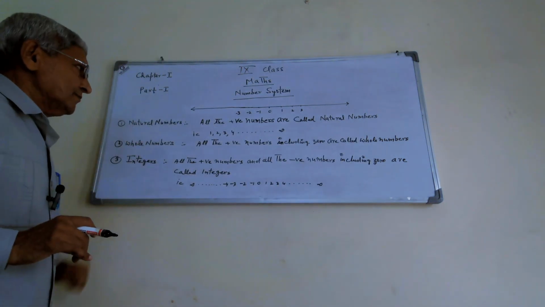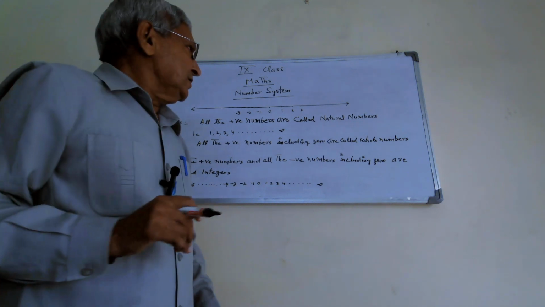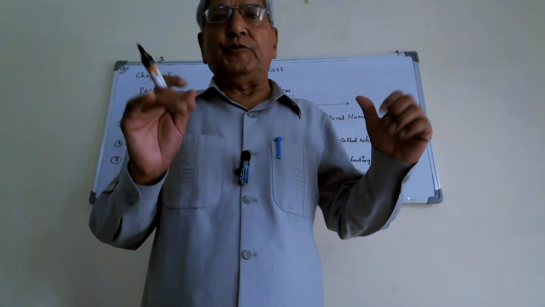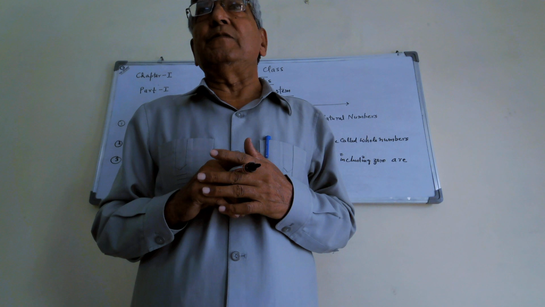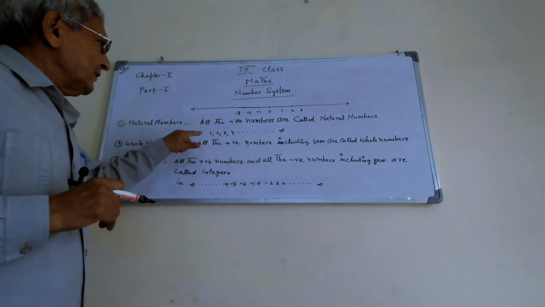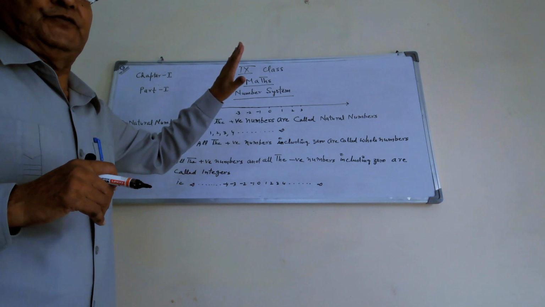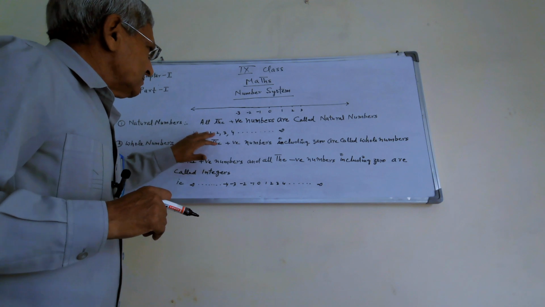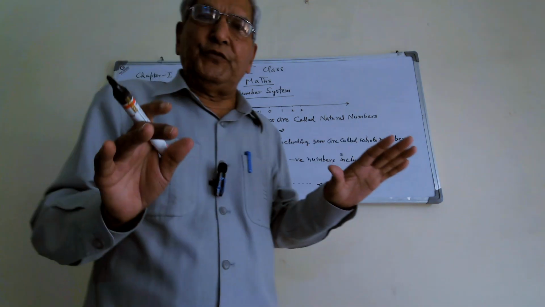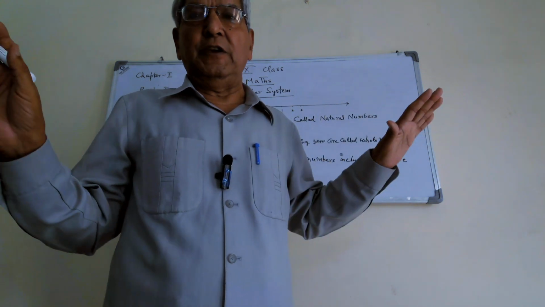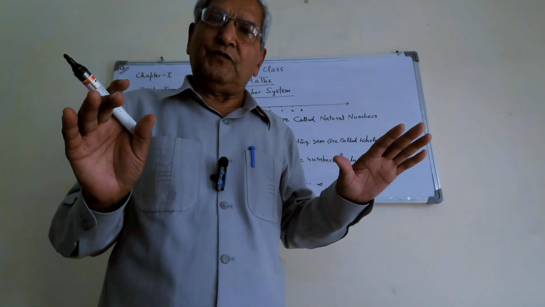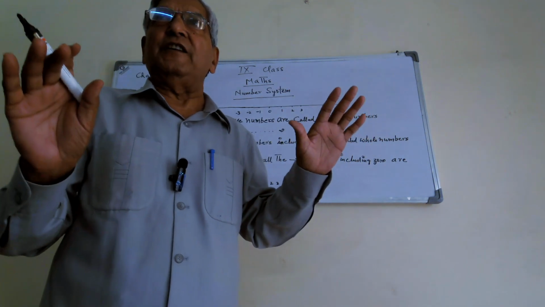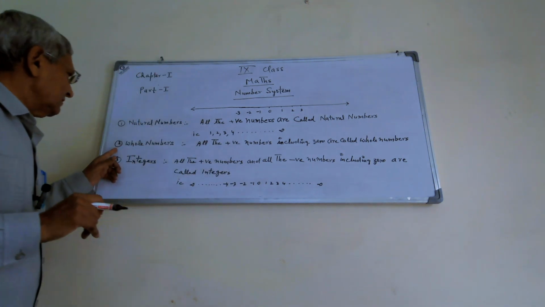First, natural numbers. All the positive numbers are called natural numbers. For example, 1, 2, 3, 4, up to infinity. My dear students, these numbers are up to infinity. There is no end of the positive numbers, and in the same way, there is no end of the negative numbers. These numbers are infinite.